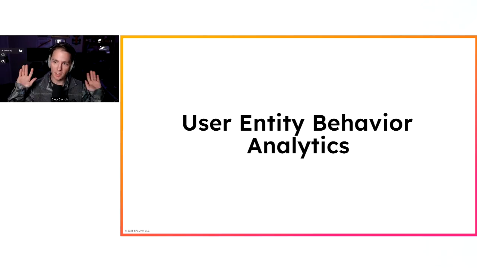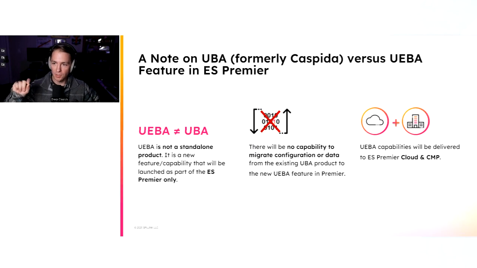All right, so let's talk about UEBA, or User Entity Behavior Analytics. I want to highlight that UEBA is not a product. UEBA is a feature of Enterprise Security Premier. It's also not UBA, formerly known as Caspida, for those of you who are maybe familiar with Splunk's legacy of acquisitions. It's not a standalone product, right? And that is going to be a feature that is launched as part of ES Premier only. There's some nuance there. And if you've got questions about that, that's probably something outside of what we're going to be able to cover here in more detail on the webinar today.